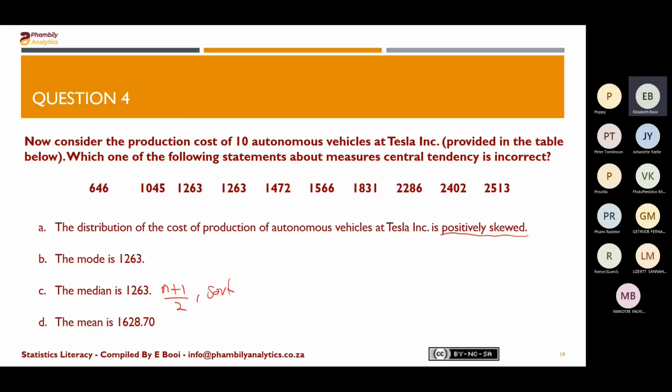The mean, remember, it's just the sum of all observations divided by how many there are. You just add all of them and divide by how many there are. There are 10 of them. So you just add all these values and divide by 10. And you should be able to check which statement is incorrect.